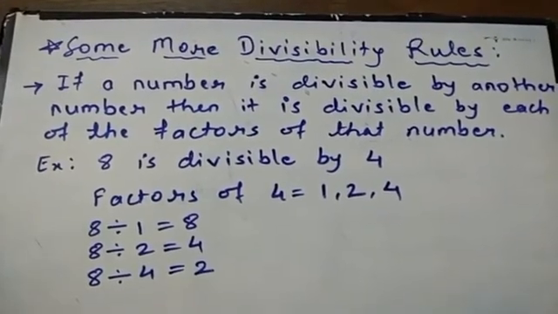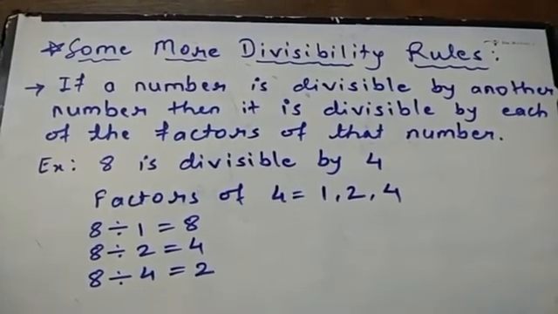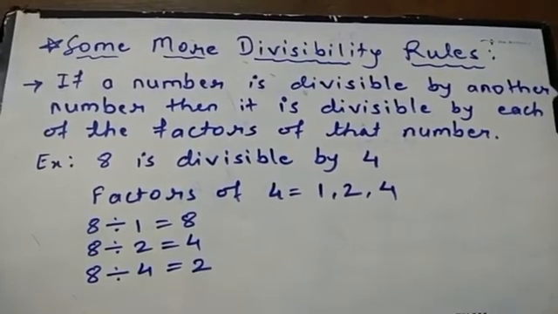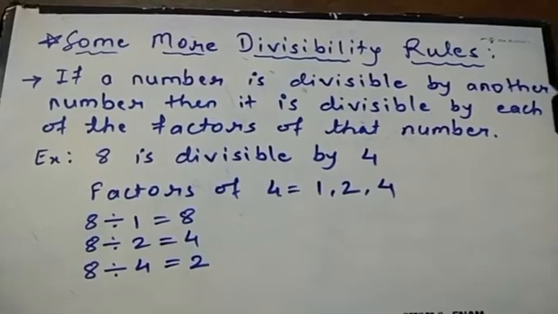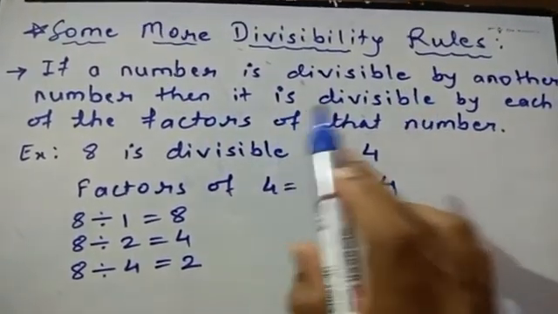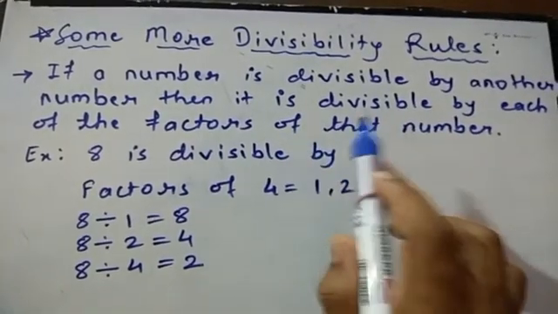Hello students, today we are studying the next part of the chapter, that is some more divisibility rules. In this we are going to study some more divisibility rules. The first one is, if a number is divisible by another number, then it is divisible by each of the factors of that number.